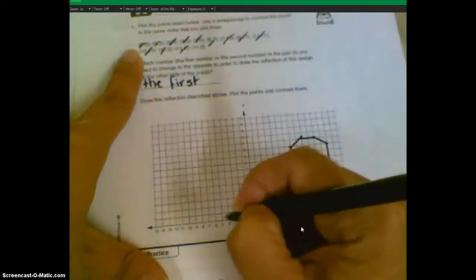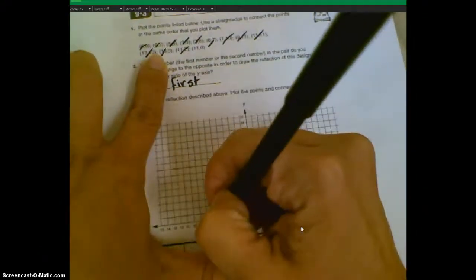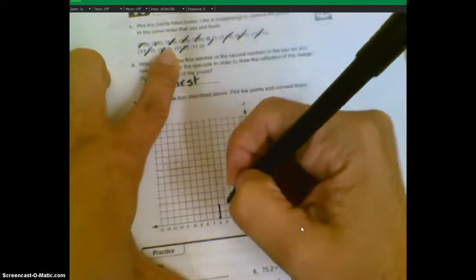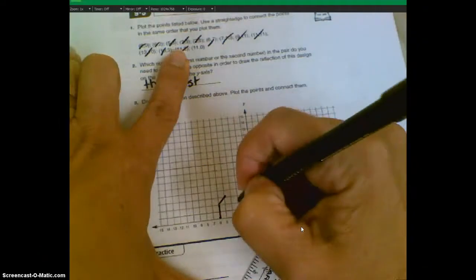And now we start thinking negative. So our first one was negative 6, 0, so we're going to go over 6, up 0. Our next one, negative 6, 2. And again, we'll plot these points as we go. We're going to do the reverse. We've got negative 5, 3. Next, we've got negative 3, 3.